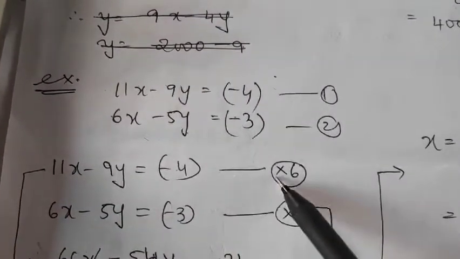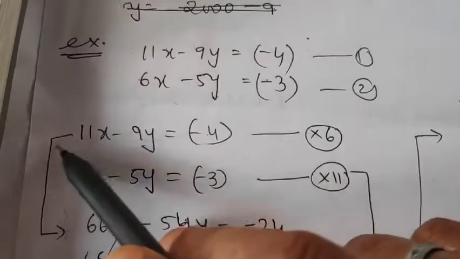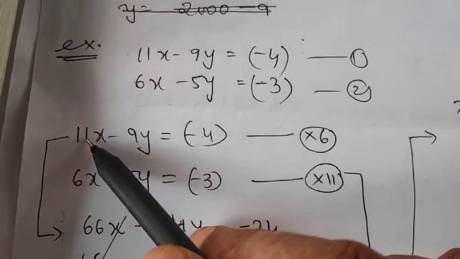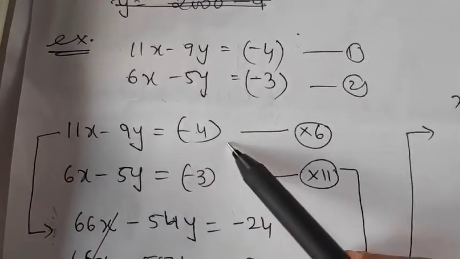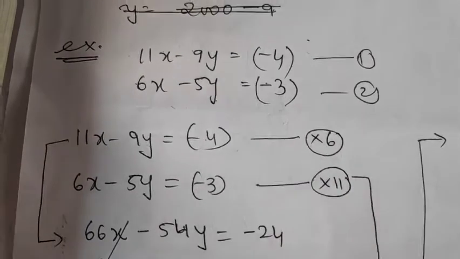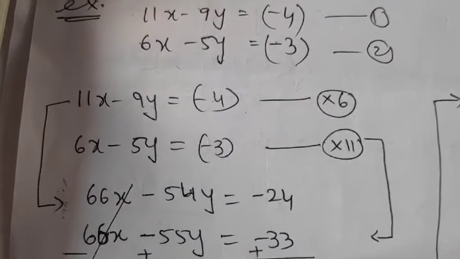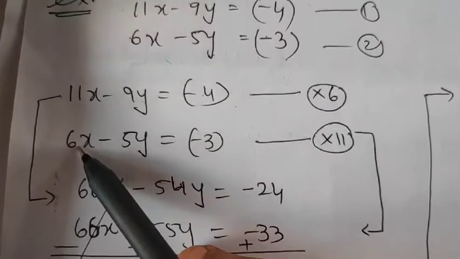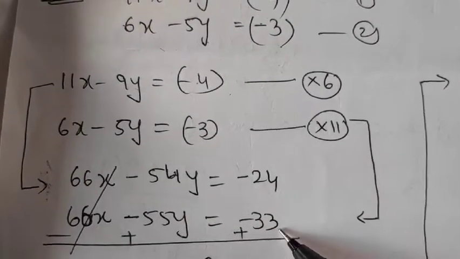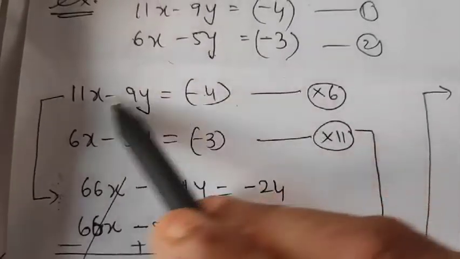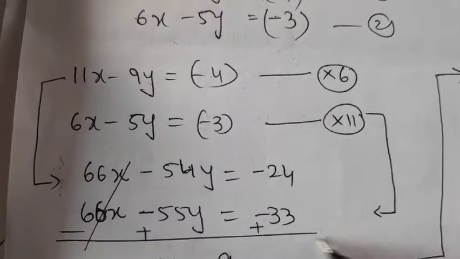So the first equation I am multiplying by 6. How will that equation look like? 66x, 54y and 24. Clear? This is the multiplied form. The second equation I will have to multiply by 11. So how will it look like? Again 11 sixes are 66, 55y and 33. Okay, this multiplied and this multiplied.